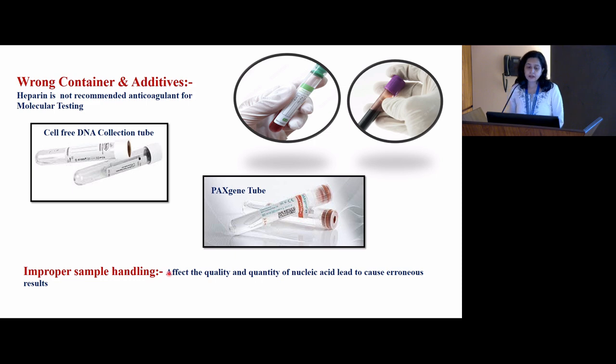Wrong containers are not acceptable. Heparin is not recommended as an anticoagulant for molecular testing. If you are sending a sample for RNA testing, it is better to send it in the PAXgene tube, although it is a little expensive. If you are going to perform cell-free DNA testing, it is suggested that you use the specific collection tubes so that you can save your samples properly.